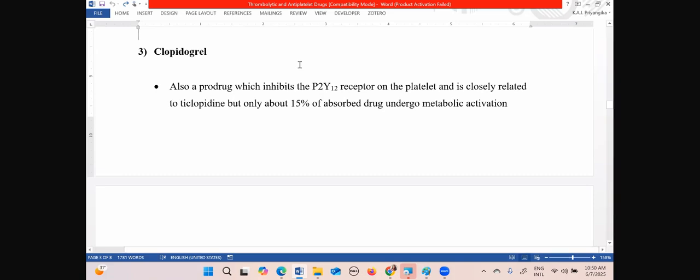Okay, clopidogrel. Clopidogrel is also a prodrug, right? Ticlopidine is a prodrug, and clopidogrel is also a prodrug. It similarly inhibits the P2Y12 receptor on the platelet, and it is closely related to ticlopidine. But the difference is only about 15% of absorbed drug undergoes metabolic activation. That means if we give 100, only 15 molecules will be there for the action, right?